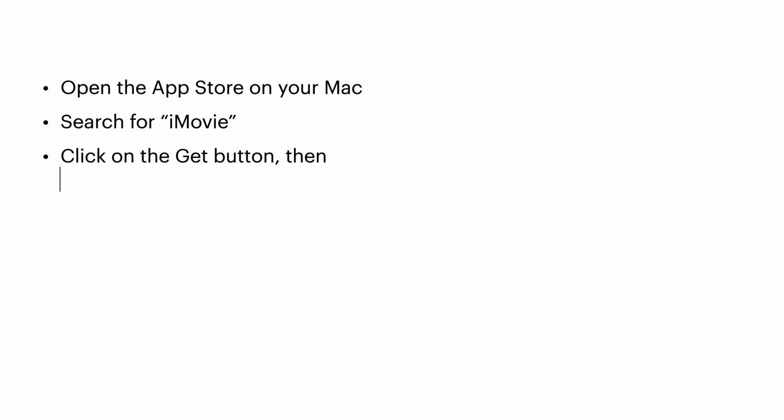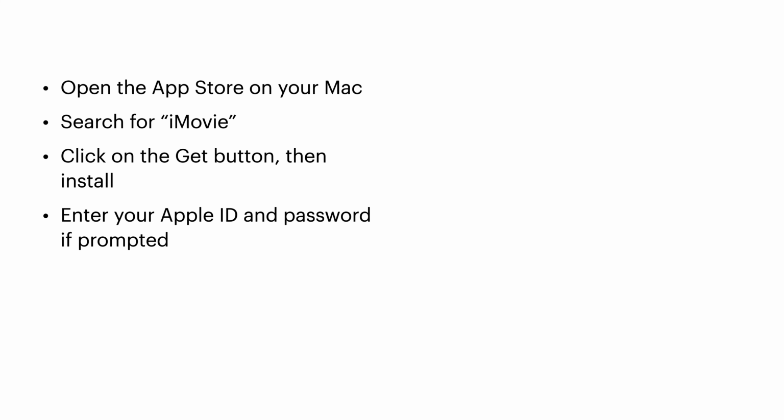To install iMovie, simply open the App Store on your Mac and search for iMovie. Once you find it, click on Get to download and install iMovie on your Mac. It's completely free. Once you install, you can find iMovie in your application folder or by searching for it. If required, enter Apple ID and password.